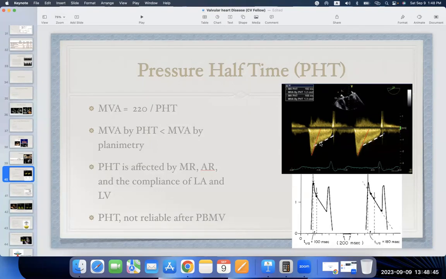And the equation: we measure the pressure half time. Let's say here the pressure half time is 182 milliseconds. So we divide 220 by 182, and then you will get the mitral valve area. The problem with the pressure half time is that it will be affected if you have mitral regurg or aortic regurg. It's also affected by the compliance of the LA and LV. So this is why we always prefer to use the gold standard, which is the planimetry. But this is also good to measure and compare as a supportive method.